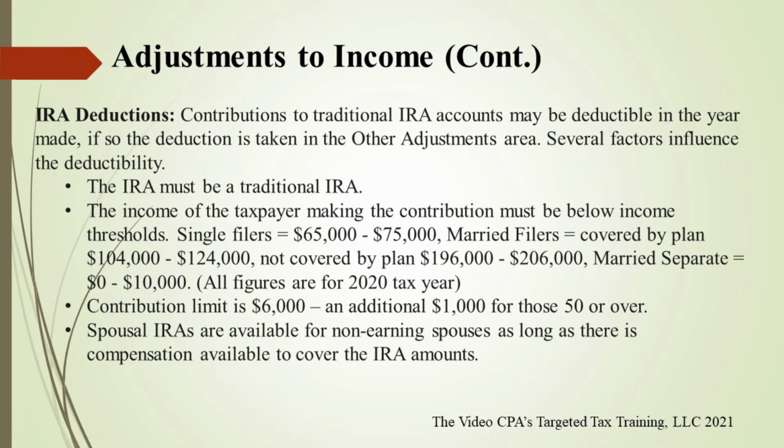So for an IRA, the contribution limit is $6,000. You can put in an additional $1,000 for those over 50, and you can have a spousal IRA. So if your spouse doesn't work, you can contribute another $6,000 for them, or $7,000 if they're over 50. But you've got to have enough income to cover that. So if you're putting in one for you and one for your spouse, and say you're both over 50, then you've got to have at least $14,000 worth of income before you can take a deduction for those IRAs.